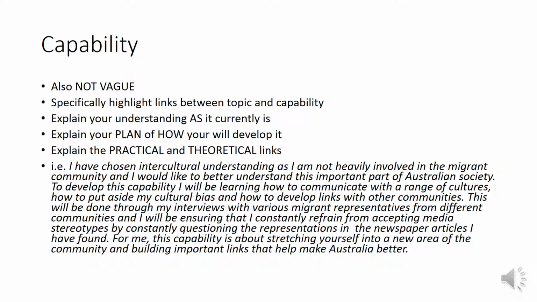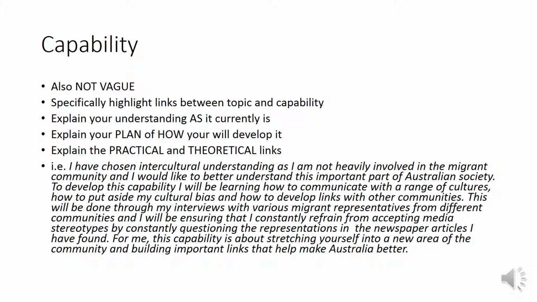I will develop my capability when I formulate questions that are appropriate for my audience, or when I actually read an article and use words I've never seen before in my life, or build a glossary, or there's a million different things. So really specific actions that you're actually going to do.